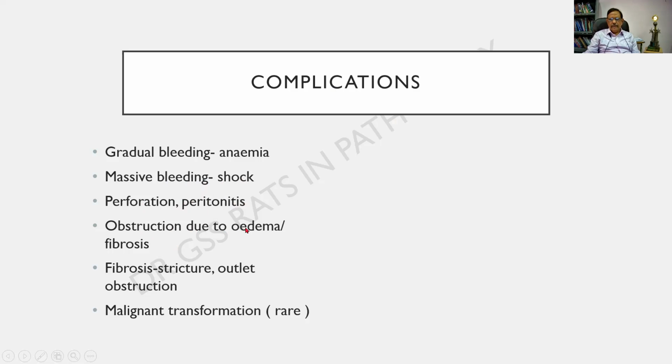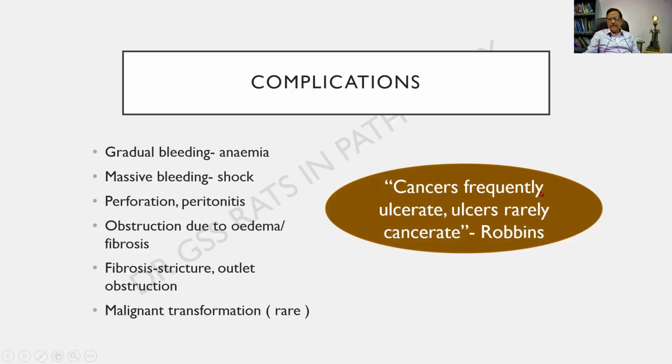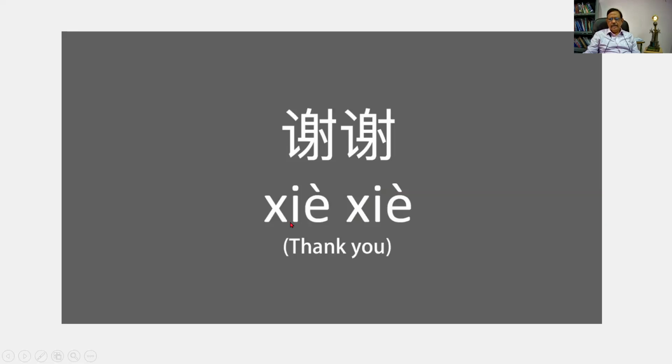Since it is a chronic process, there will be fibrosis, there will be edema, and that can lead to obstruction. And fibrosis leads also to a stricture. Sometimes a surgery has to be done even in this case because of the outlet obstruction. Very, very rarely there can be a malignant transformation. So don't write it as a common complication, because what your Robbins says is cancers frequently ulcerate, ulcers rarely cancerate. Please remember these complications. This is also a question that is asked.